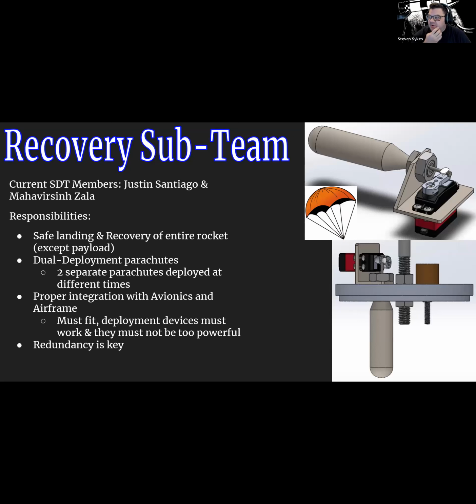Recovery is our last team. These guys are obviously how we get our stuff back safely. I mean, the biggest part of the competition is being able to recover your rocket. We don't land fancy like SpaceX, but we do use parachutes to slow our descent to a safe speed. In the upper right of this picture is a servo connected to a CO2 canister that will help deploy and separate our rocket.